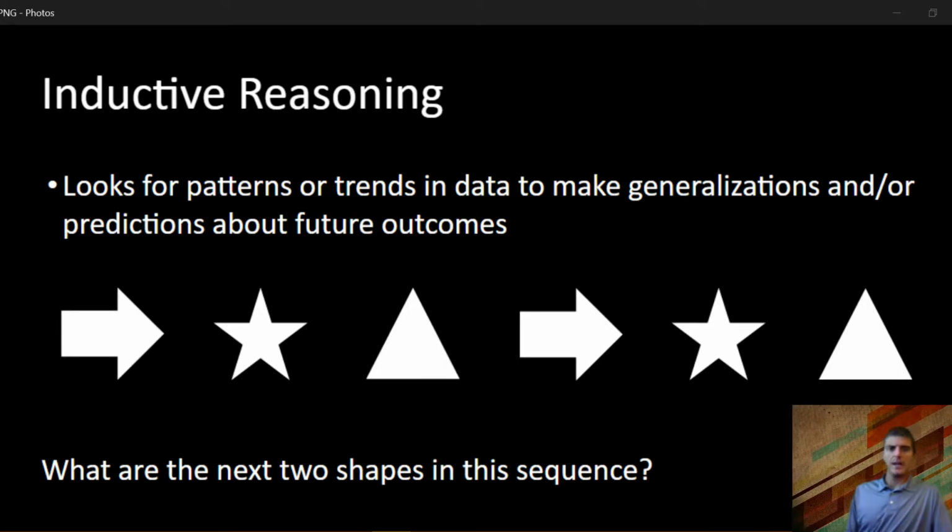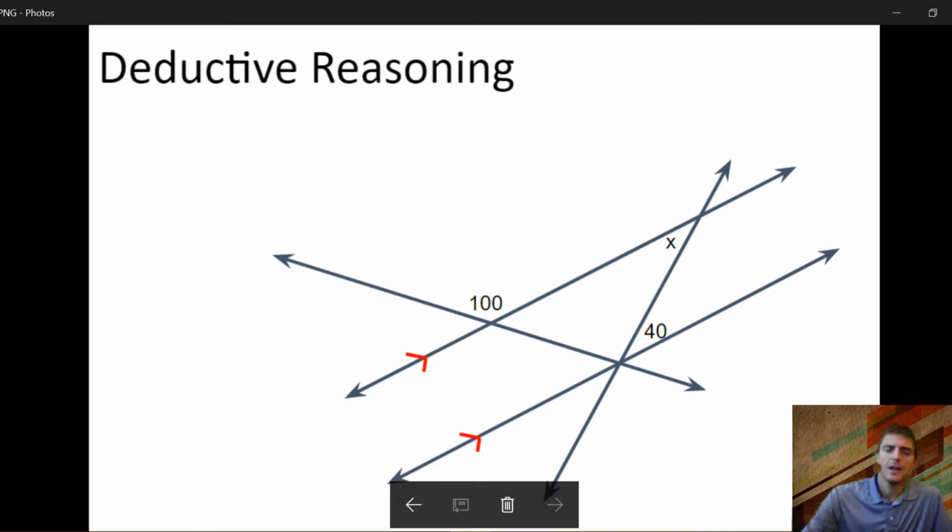So here, it's a right arrow, star, triangle, arrow, star, triangle, arrow, star coming next. So inductive, that's what we're doing, find that pattern. Let's compare that to deductive reasoning. Now, deductive reasoning is where we're going to spend most of our time.